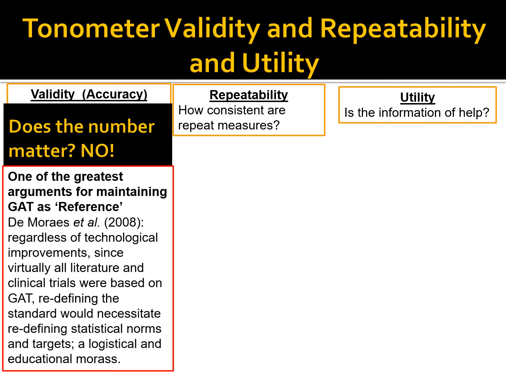And indeed, that's one of the greatest arguments for maintaining GAT as a reference. These authors say, regardless of technological improvements, since virtually all literature and clinical trials were based on GAT, this is going on 70 toward 80 years, redefining standard would necessitate redefining statistical norms and targets, which would be an absolute nightmare.